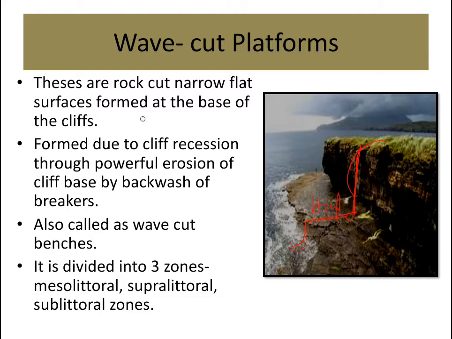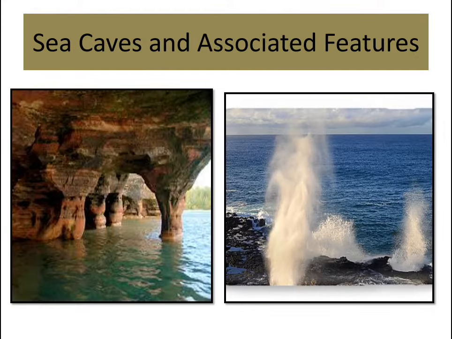These are rocky narrow flat surfaces formed at the base of the cliffs, formed due to cliff recession through powerful erosion of the cliff base by the backwash of breakers. This is also called wave cut benches. It is divided into three zones: mesolittoral, supralittoral, and sublittoral zones. So these wave cut platforms are divided into mesolittoral, supralittoral, and sublittoral zones. The next one is sea caves and associated features.